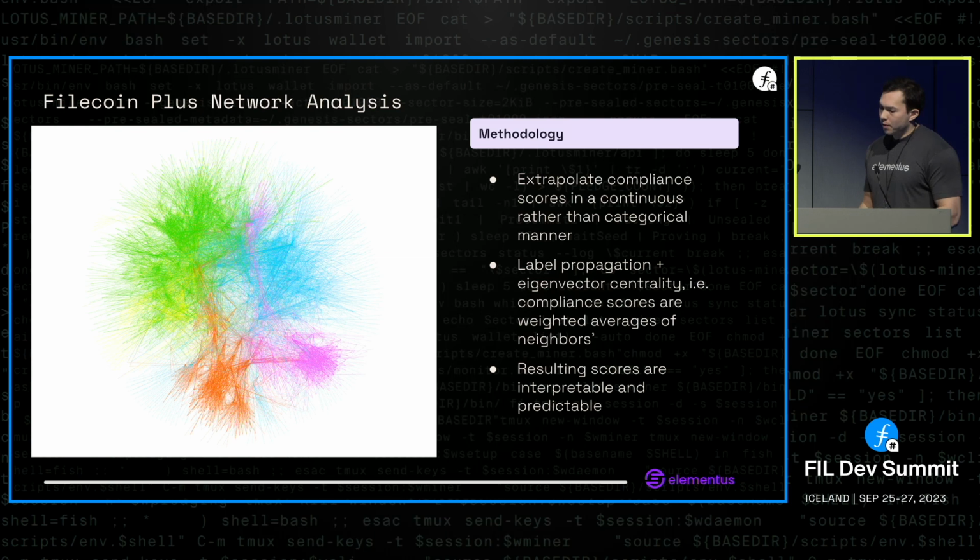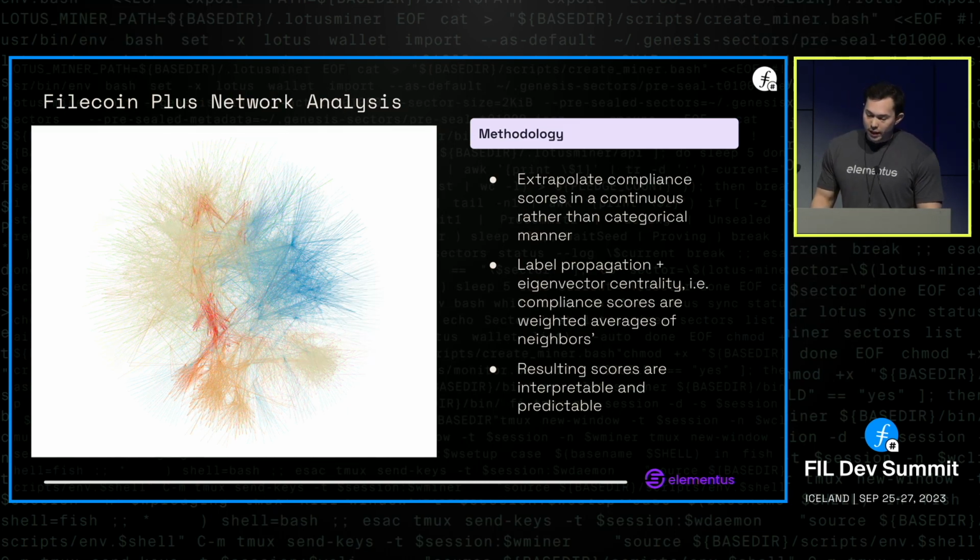We will take our samples, our compliant and non-compliant participants, assign them some scores, say 1 for compliant, 0 otherwise, and extrapolate them across the network in such a way that respects the community structure. So we get something a little bit like this. The exact mechanism comes from something called the label prop algorithm and eigenvector centrality. These really just mean that the scores are declared to be certain weighted averages of neighboring scores. And that turns out to respect the network structure reasonably well.